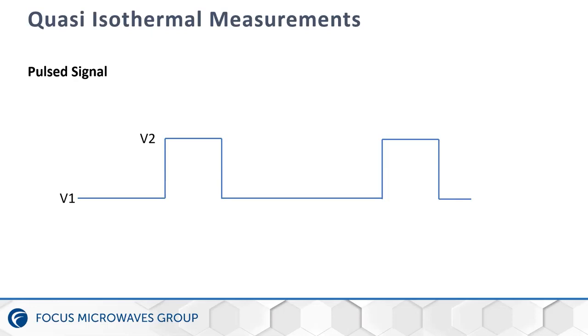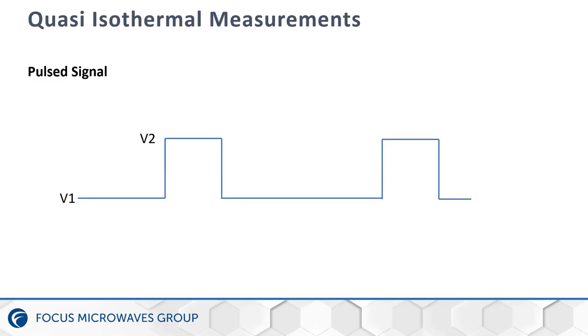So what is a pulse signal? A pulsed signal is basically a bias point for both gate and drain that goes through a rapid transient change in voltage amplitude, starting from a base value. And it's a periodic signal, which means it repeats itself.